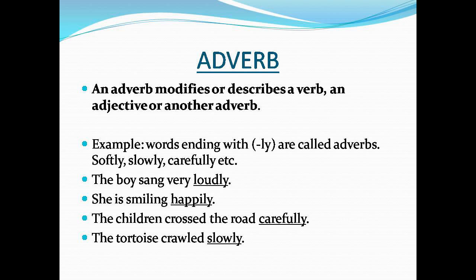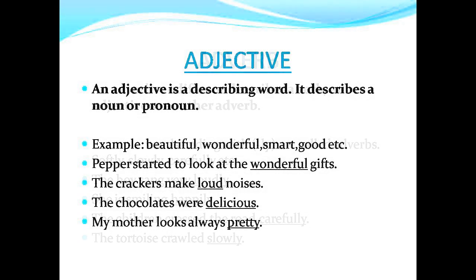Next part of speech is adjective. What is an adjective? It is a very interesting part of speech, which is a describing word. An adjective is a describing word. It describes a noun or pronoun. Example: beautiful, wonderful, smart, good, etc. Let me give an example with a sentence. Pepper started to look at the wonderful gifts. Pepper is the name of a person. So Pepper started to look, how he admired the gift, a wonderful gift.